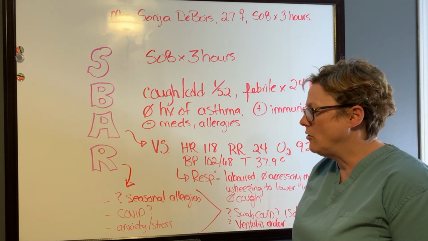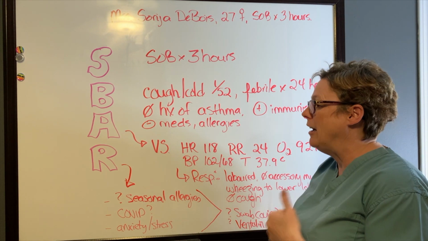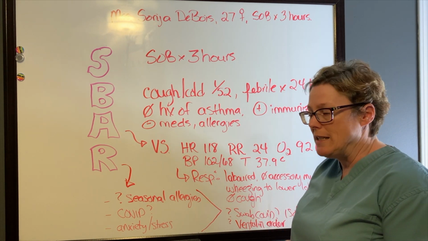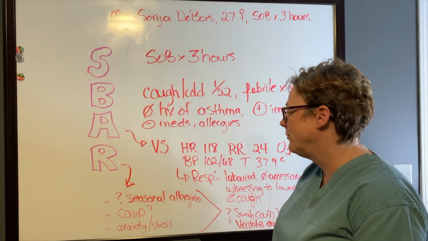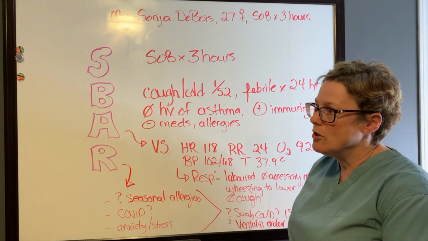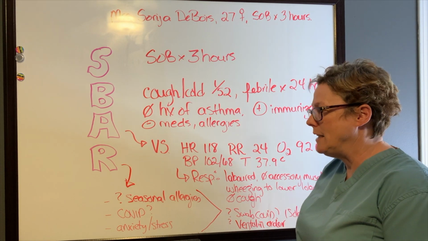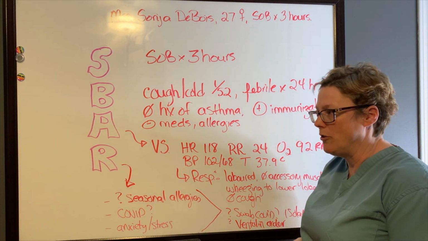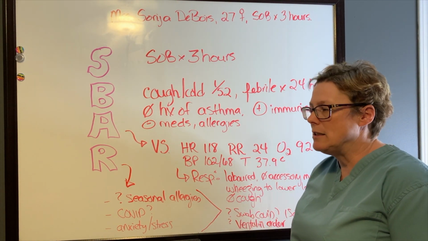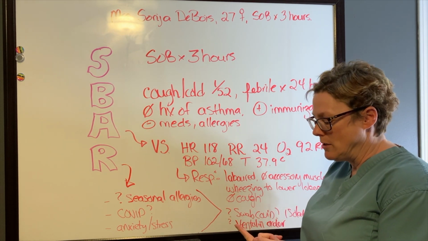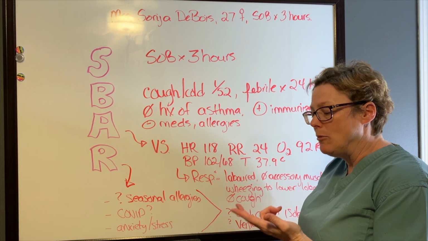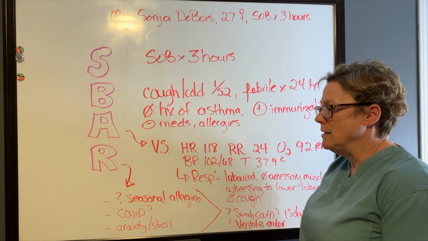In my assessment, I found her vital signs to include a higher heart rate at 118. Respiratory rate is elevated at 24, but her oxygen sats are fine at 92% on room air. Now, her blood pressure, I'm not sure if it's low for her, but it's 102/68. And she's febrile at 37.9. I did take a listen to her lungs and assessed her respiratory system. No cough, no accessory muscle use. She's a little bit labored, and there is some wheezing in the lower bases.